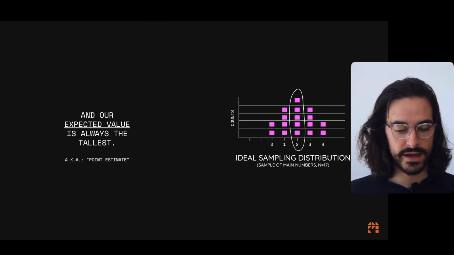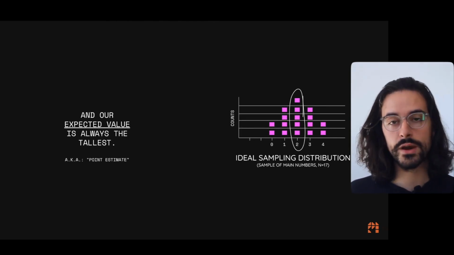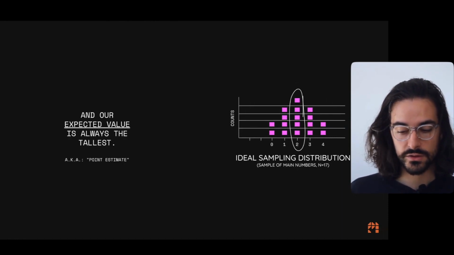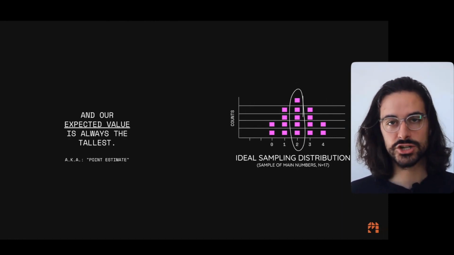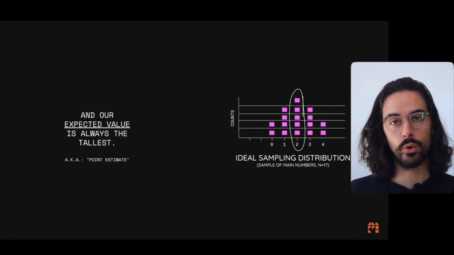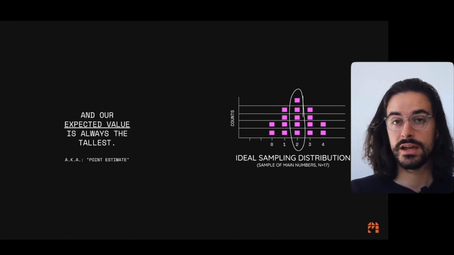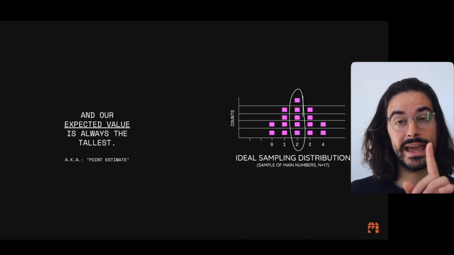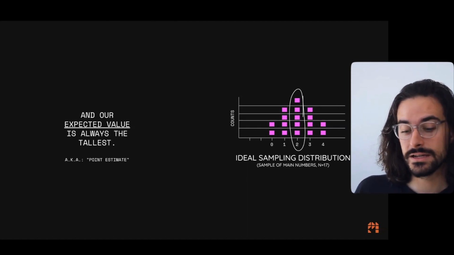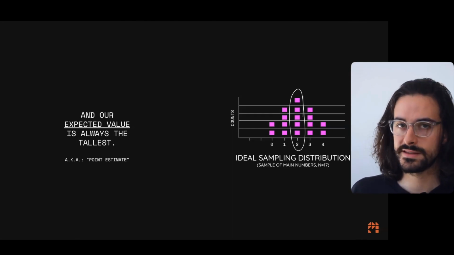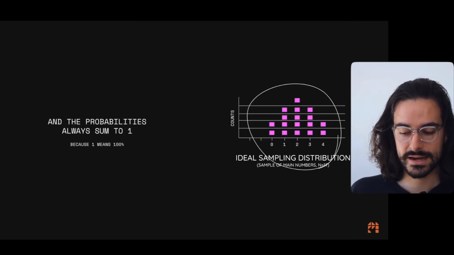So this expected value is also called a point estimate, right? So the point estimate is this center of this distribution because it's the point that we're estimating that the population value is. Again, we don't know if that's the population value, but that's the most likely value. And again, remember that here we're talking about the ideal sampling distribution, not the derived sampling distribution. So we're going to get to that in a second.